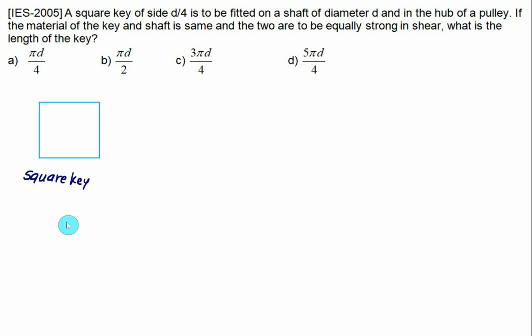We have given here a square key. For square key, we have width is given as D by 4, as well as thickness is also given as D by 4. And the material of the key and the shaft is also same, that is the value of tau 1 is equal to tau 2 is equal to tau, that is tau 1 is for shaft, tau 2 represents the shear stress for key, is same, equal to tau. In this case, we have to find out the length of the key.